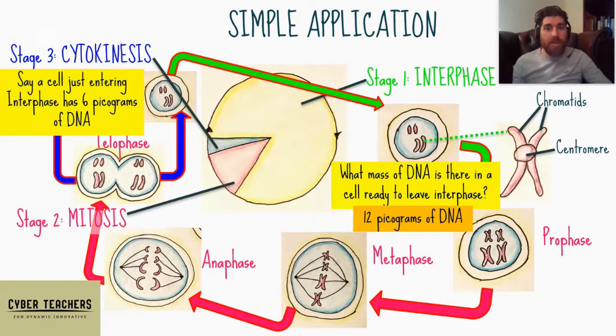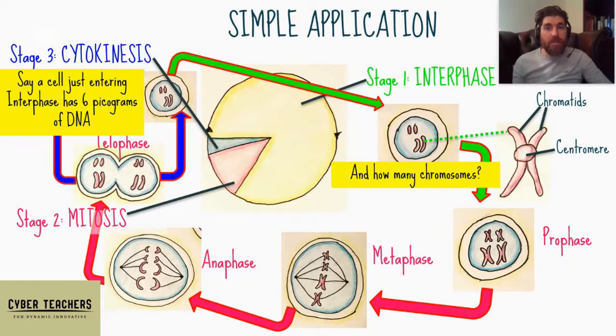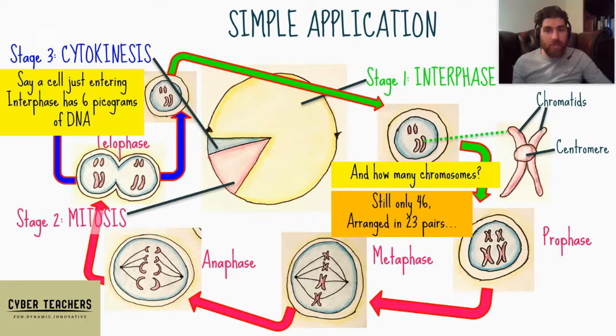Then the next part of the question is, how many chromosomes are there at this stage? Well, even though there is double the amount of DNA, there are still the same number of chromosomes. There's 46 arranged in 23 pairs. However, this time they are arranged as 2 chromatids joined at a centromere.